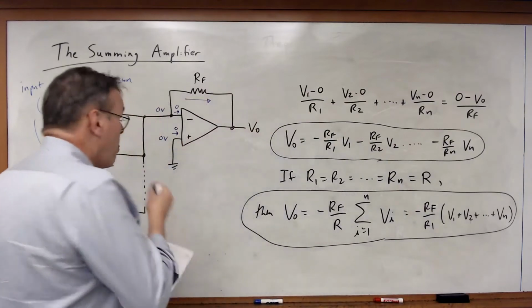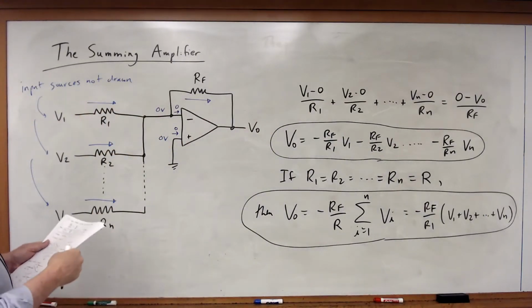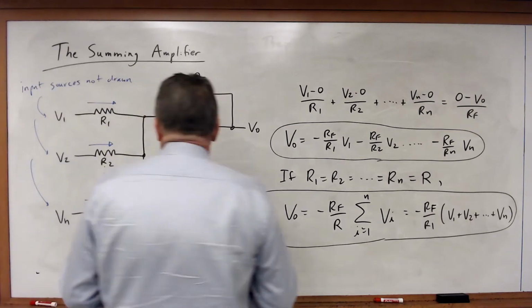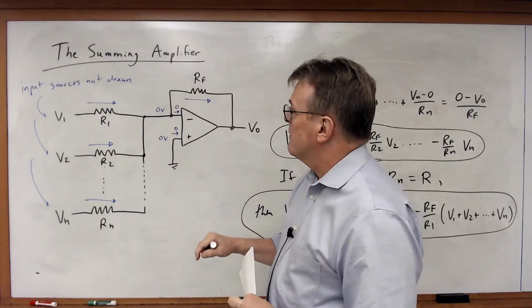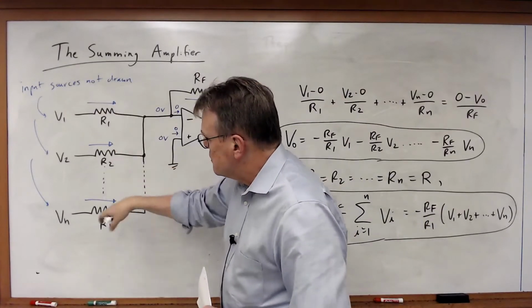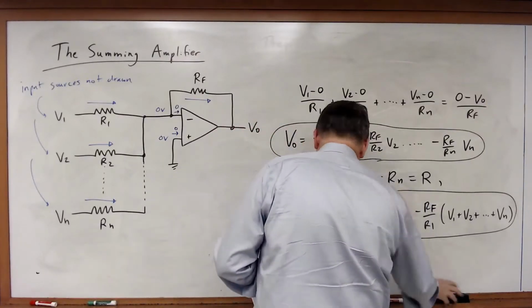Now there is a very common application for this particular type of circuit. Let's say we took a circuit like this, and let's say I made each of these input resistors variable. So I'm going to draw something here.